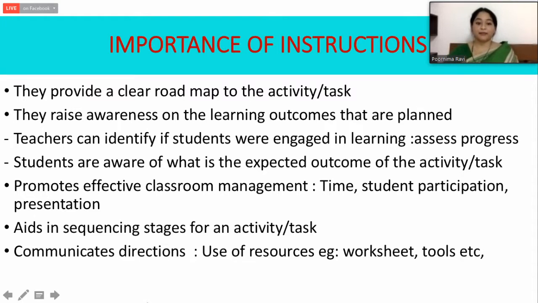Lastly, it helps to communicate directions. Useful use of resources, especially like pointing out to a page. Even on a page, if there's a particular box in which the information is given, you can give instructions like that. For instance, look at the information given in the blue box. Look at the information below the picture. So you could use instructions to point out key areas, facts, objects, etc.